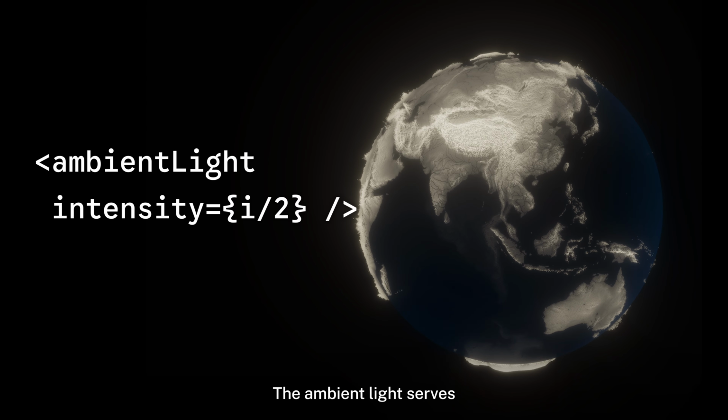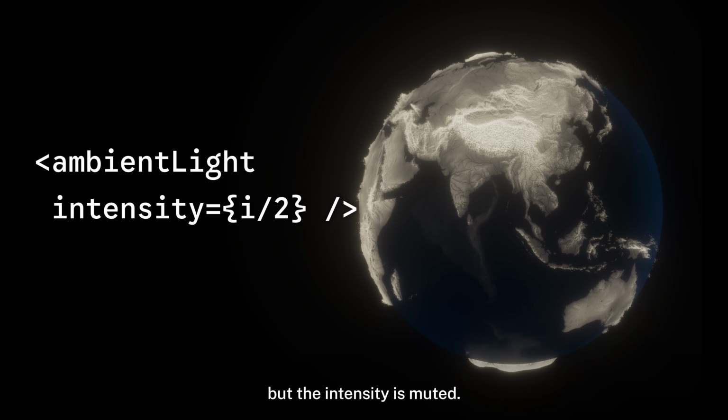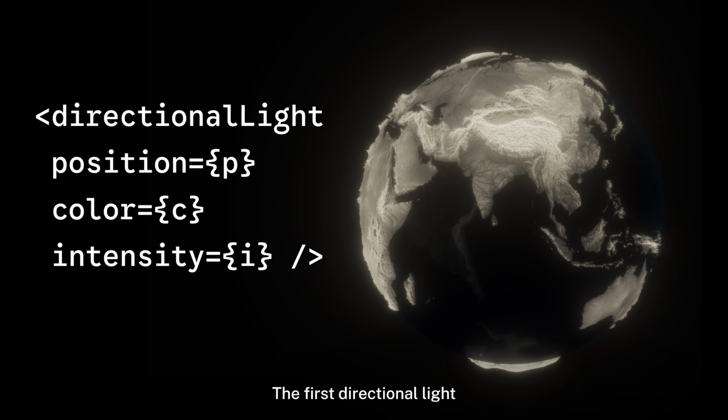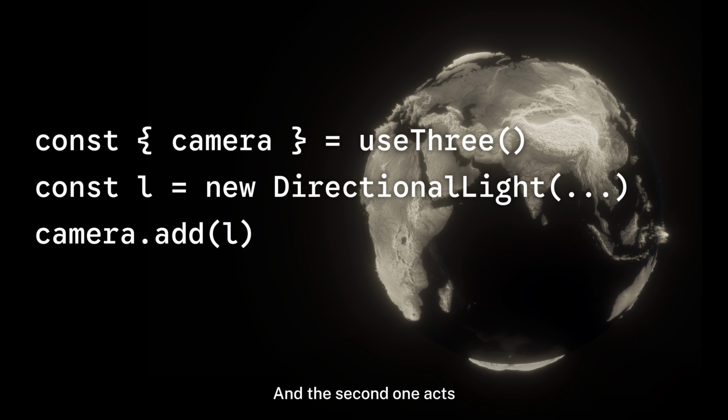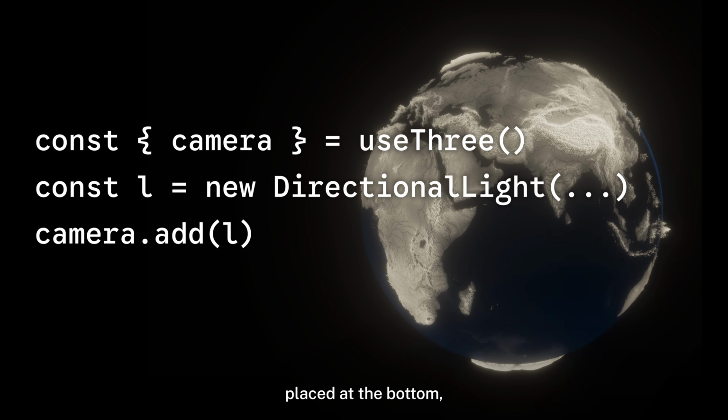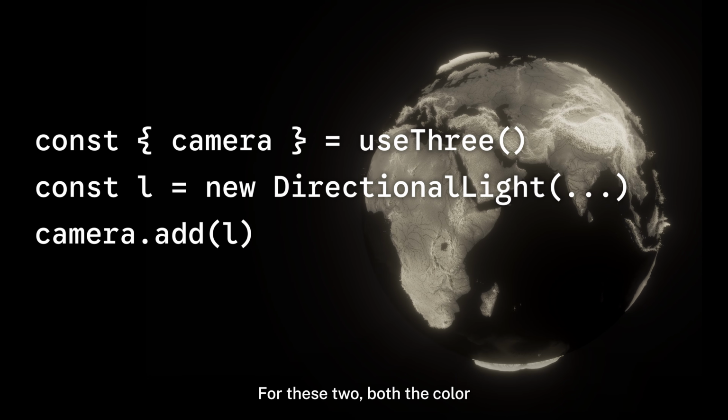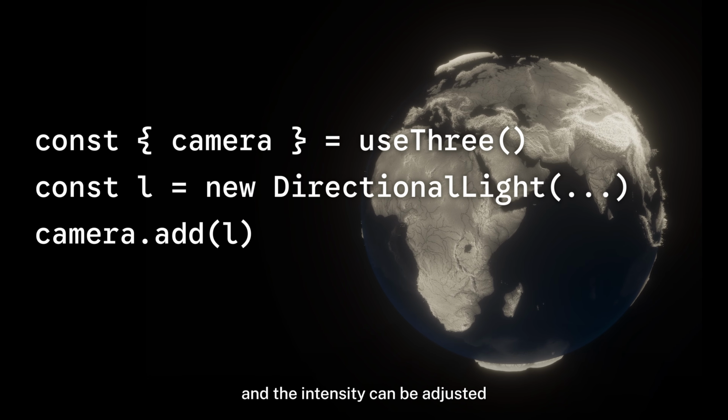Our scene has 3 lights, an ambient light and 2 directional lights. The ambient light serves to illuminate the whole scene, but the intensity is muted. The first directional light acts as a rim light, lighting the globe from the side to simulate a sun, and the second one acts as a backlight placed at the bottom slightly behind the globe. For these two, both the color and the intensity can be adjusted with the sliders.